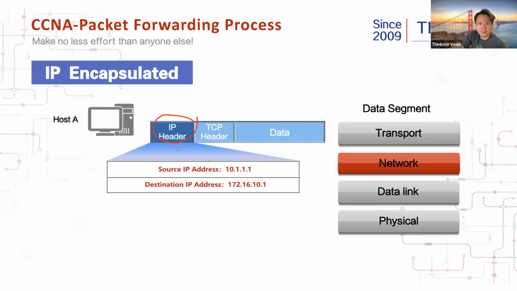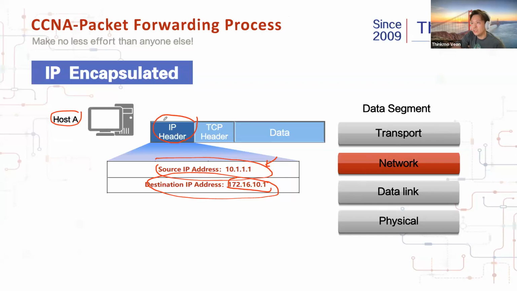So what is inside the IP header? We have the source IP address, here is 10.1.1.1, and the destination address, which is 172.16.10.1. So how can we know the destination IP? Because the source IP, of course, will be host A's own IP address. Just now, because of the DNS resolving, we know that the destination IP address is 172.16.10.1, right?